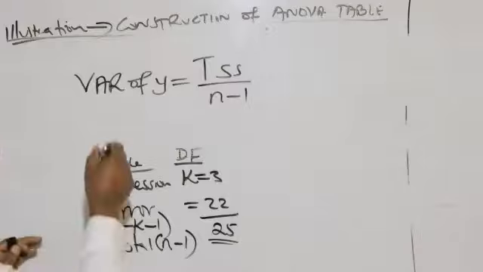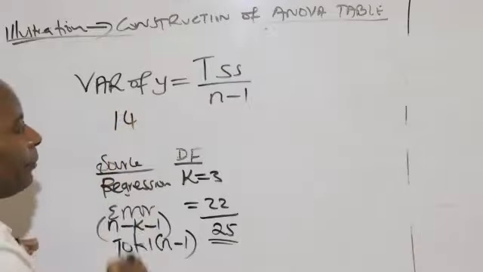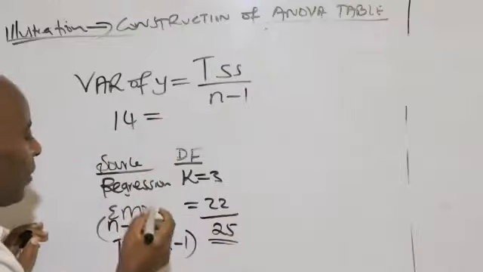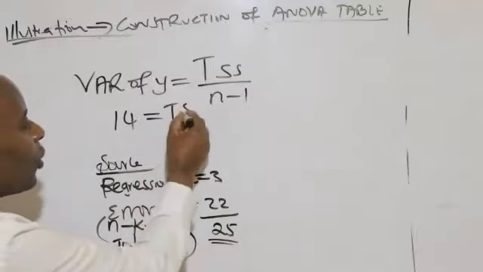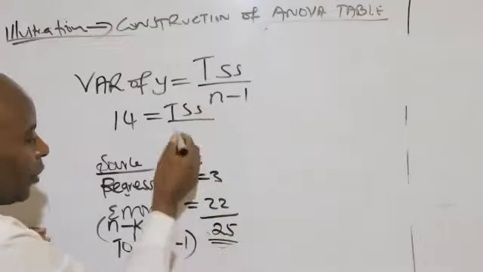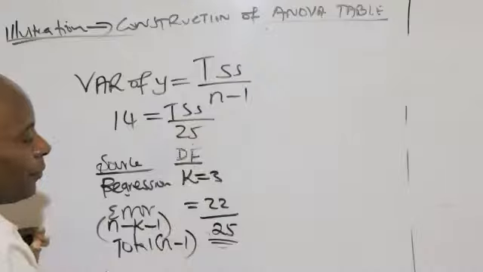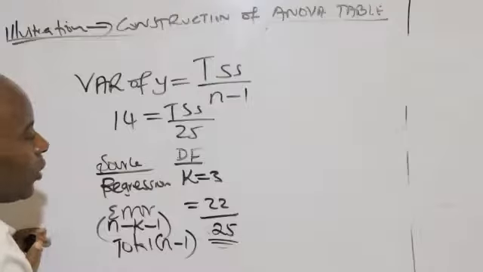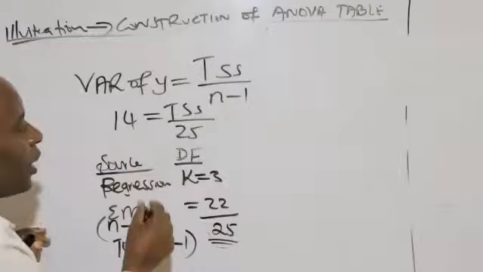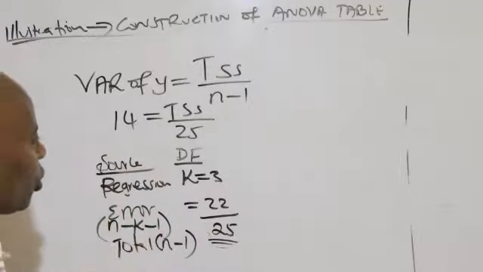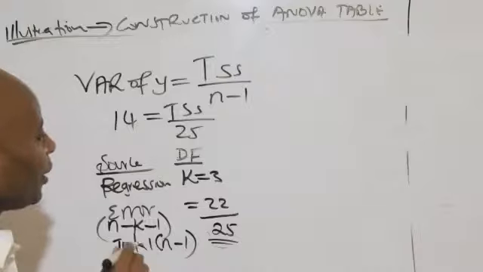So the variance of y, which is given here, is 14, which will be equal to the total sum of squares that we don't know, all over n minus 1, which we found as 25. So could you then kindly give us this total sum of squares?